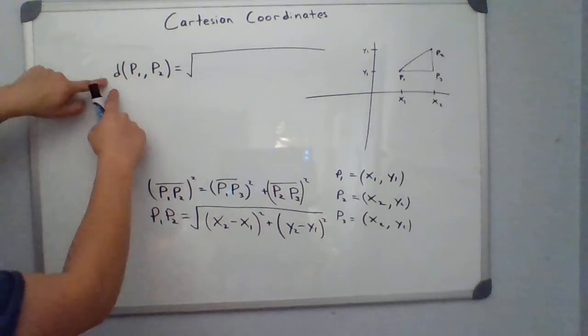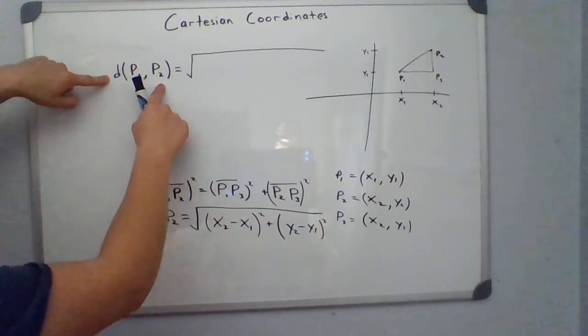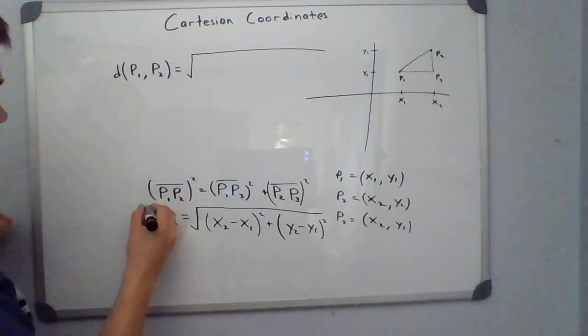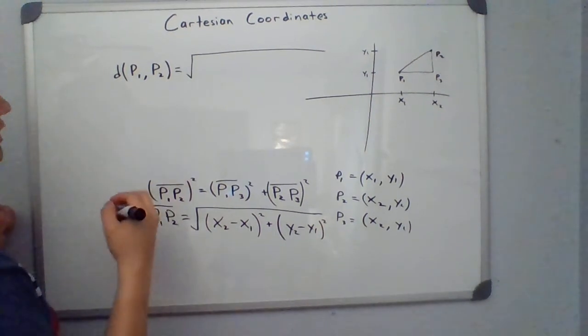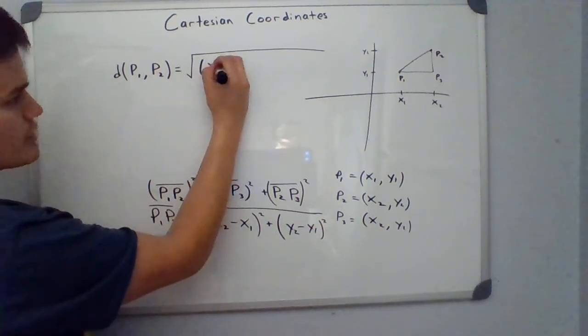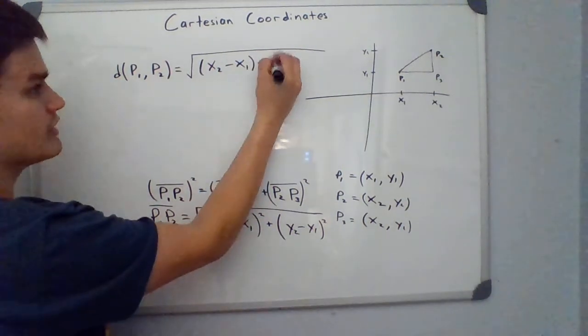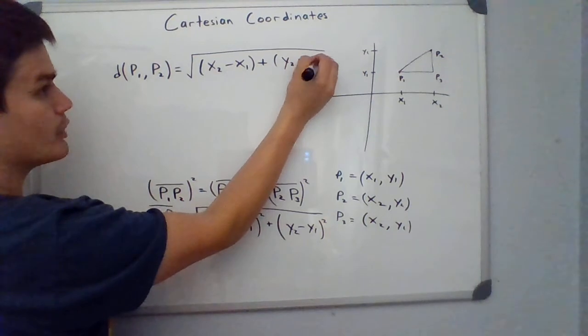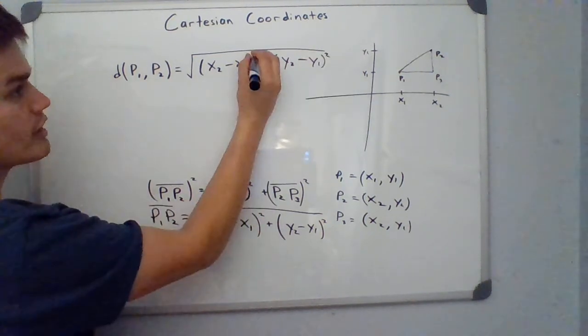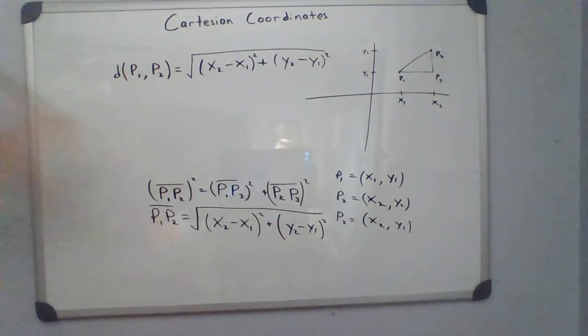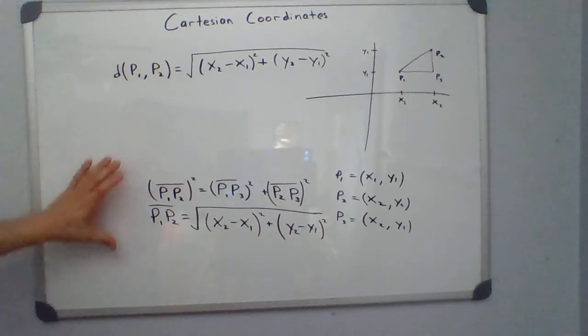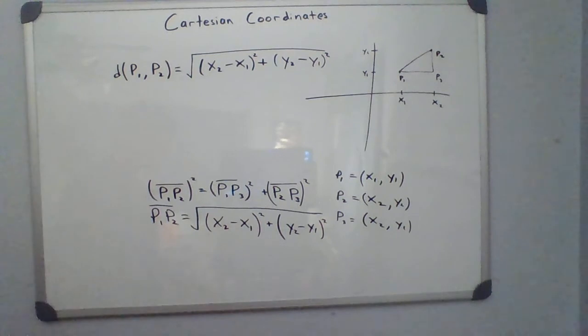Or I could write it like this, the distance between P1 and P2. So I'll just rewrite it up here, x2 minus x1 squared plus y2 minus y1 squared. So this follows from the Pythagorean theorem. I don't remember if I said that earlier, but that video is definitely going to come before this video, Pythagorean theorem. And this is how we see it graphically on a Cartesian plane.